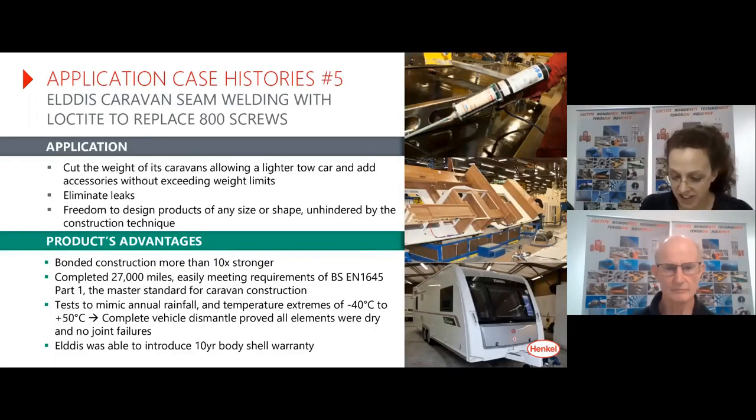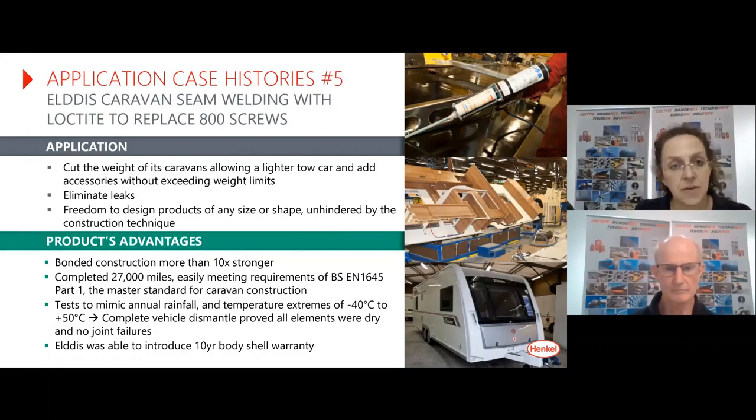So we just have here on the next slide a specific example of where polyurethanes have been used in caravan bonding. Now, this is where bonding was used to replace around 800 screws. So we replaced all of the mechanical fixings that were bonding together a caravan. And if you think about what's involved in using 800 screws, there's a huge amount of effort that goes into putting 800 screws into a caravan. But there's also a huge inventory associated with this.